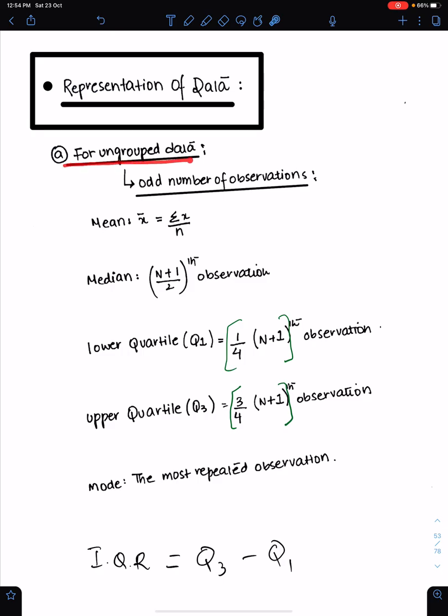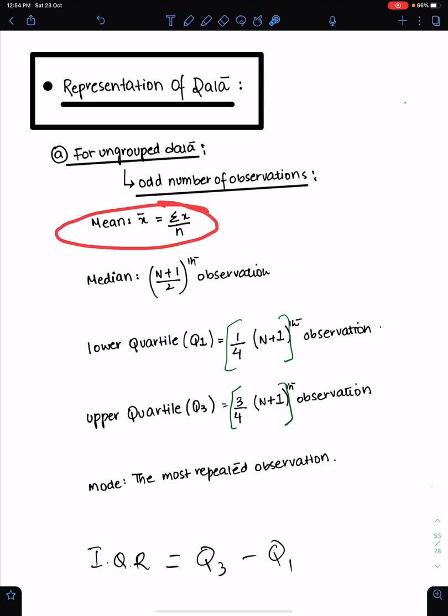For ungrouped data, there are two types: odd number of observations and even number of observations. For odd number of observations, we use these two formulas for quartiles. For Q1, we use the 1 upon 4 times n plus 1th observation, and for Q3, we use 3 upon 4 times n plus 1th observation. We use the same formula for median for odd and even number of observations.